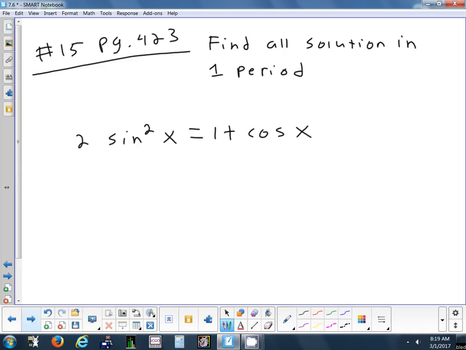Now, this one's a little different. They don't tell you where to find answers between, like 0 and 2 pi. You have to figure out how big one period is. So what's the period of sine to an even power? We had a chart, I think earlier in chapter 7 or the end of chapter 6. Anybody remember the formula for sine to an even power?